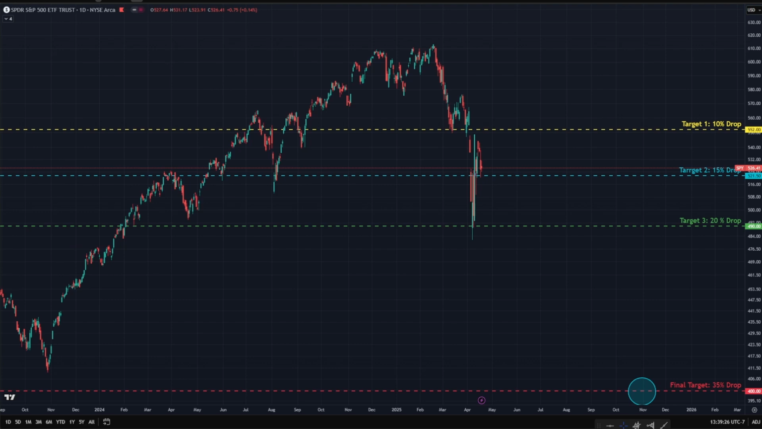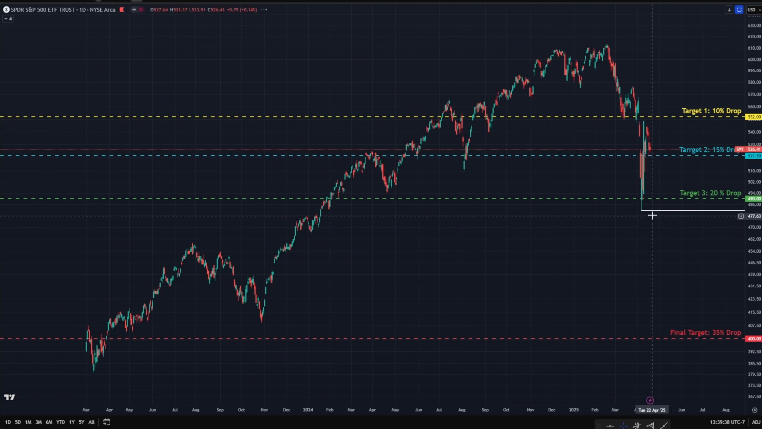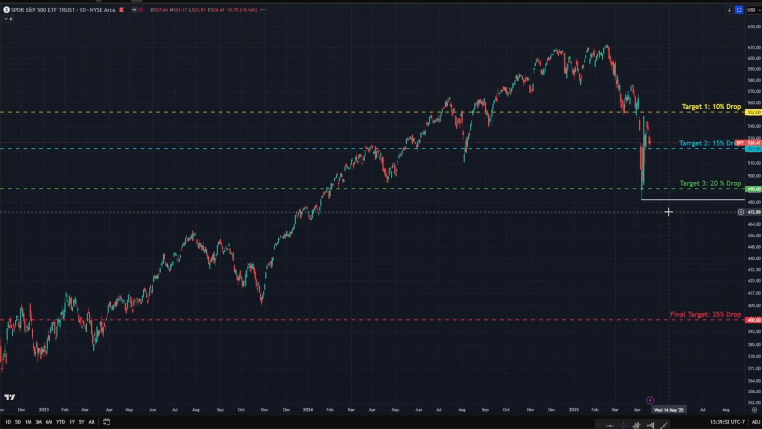If we break below this 20% drop here, we break below this low right here. I'll zoom in, draw this ray. We break below 480 on SPY, we're most likely going to start seeing a bear market and head down to the 35% target. You have 6 months to budget and to increase your savings to invest into the market as we head down. Okay, do not be scared and do not sell for a loss. This isn't the time.